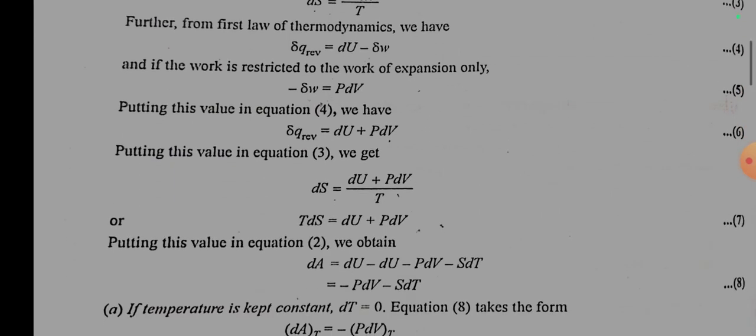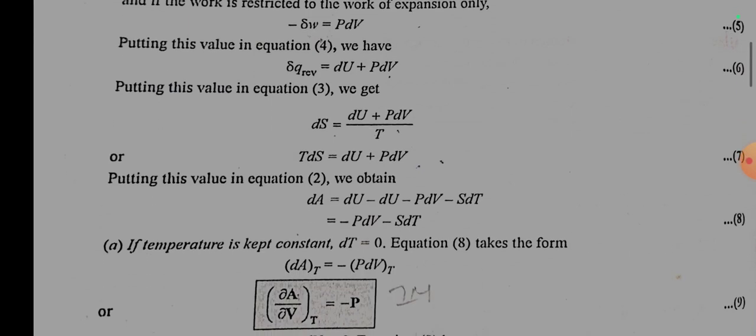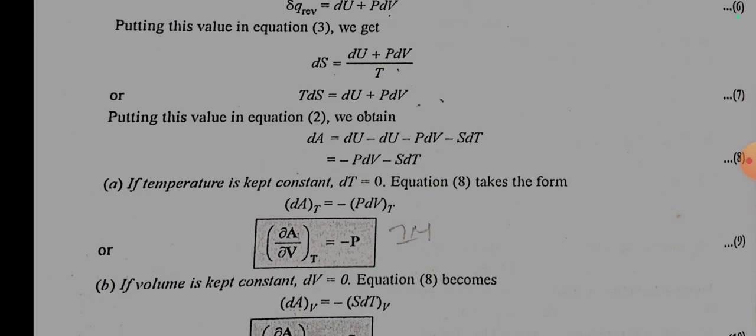By definition of entropy change, we know that dS is equal to delta Q reversible upon T. Further, from the first law of thermodynamics, we have delta Q reversible is equal to dU minus delta W, and if the work is restricted to the work of expansion only, then minus delta W is equal to PdV. Putting this value in equation 4, we have delta Q reversible is equal to dU plus PdV. Putting this value in equation 3, we get dS is equal to dU plus PdV by T, or TdS is equal to dU plus PdV.